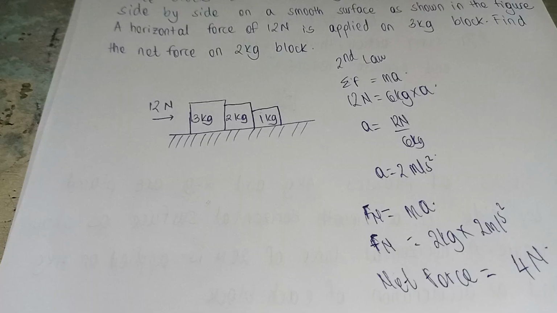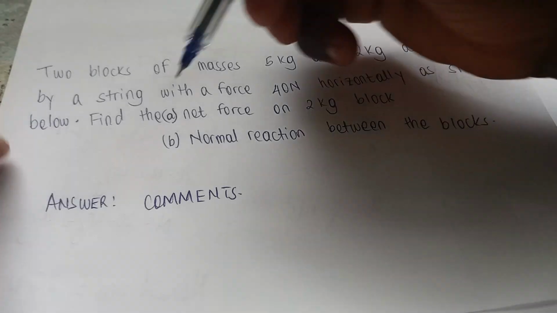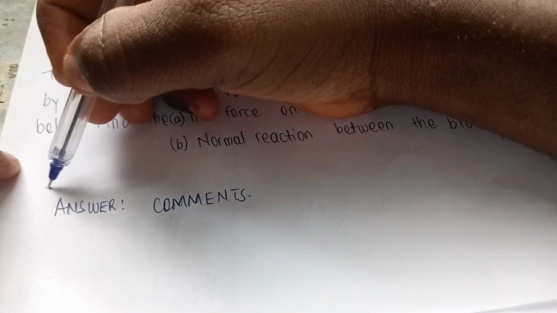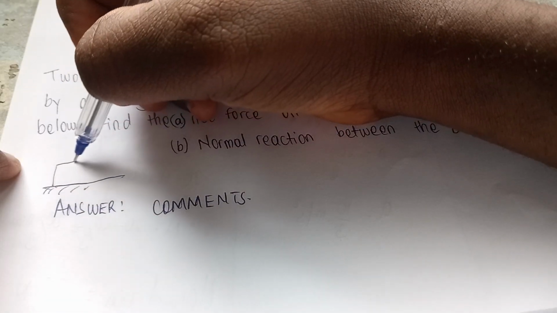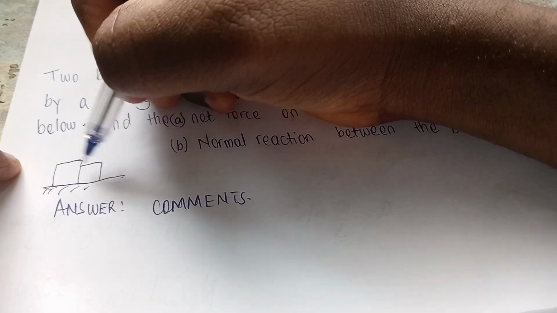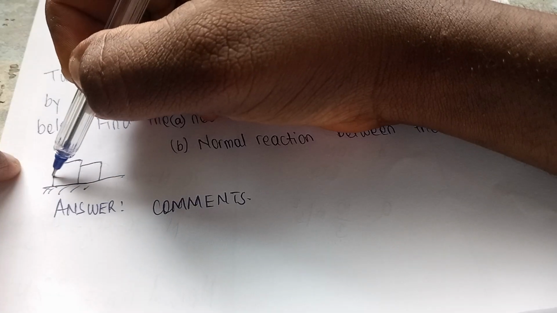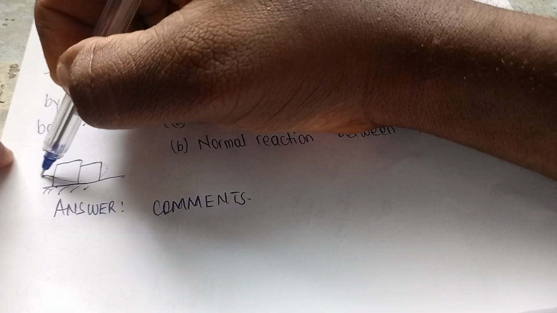Okay, now I think you have understood. Now let's look at this question. This one, try to solve it. Two blocks of masses 5 kg and 2 kg are pulled by a string with a force of 40 newtons horizontally, as shown in the figure below. I didn't show you the figure, but I think you know how it looks. We have two blocks here, tied to something like a string and then pulled.